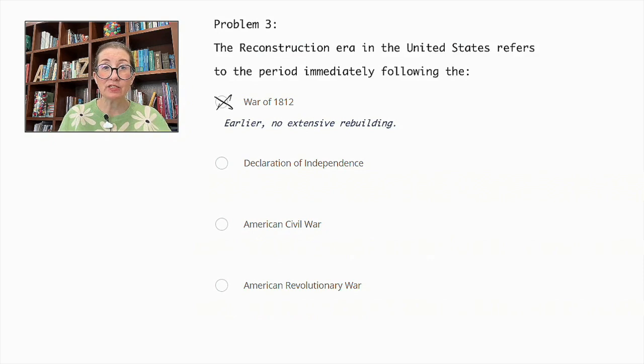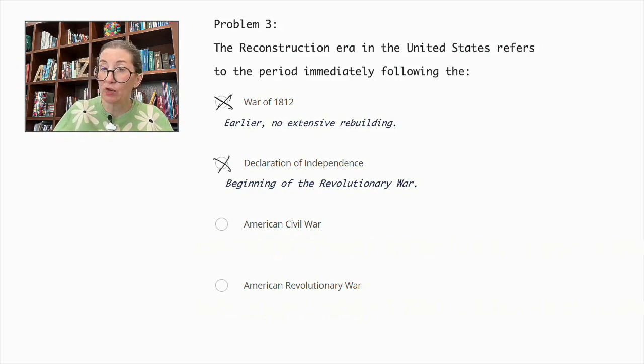The Declaration of Independence was issued in 1776 and marked the beginning of the American Revolutionary War, which ended in 1783 but did not lead to a period of Reconstruction. So we can cross that out as well. The American Revolutionary War was followed by the establishment of a new nation, not a Reconstruction era. So let's cross that out also.